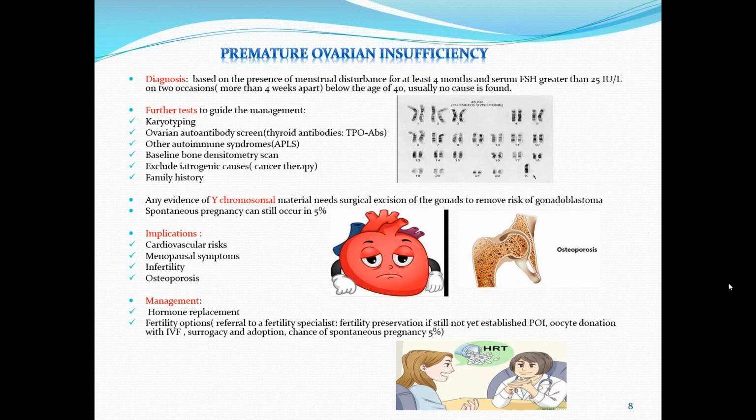Okay. And do we need to do this autoantibody screen in this patient after 4 weeks, after confirmation of the diagnosis? Yeah. Okay. Thank you.